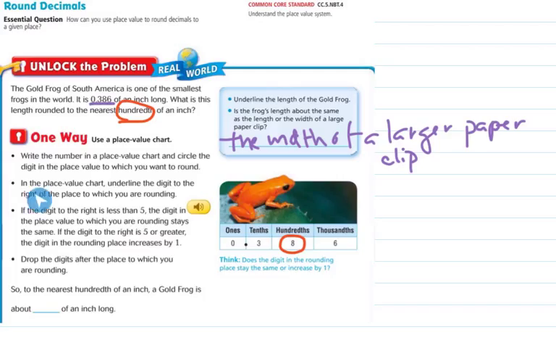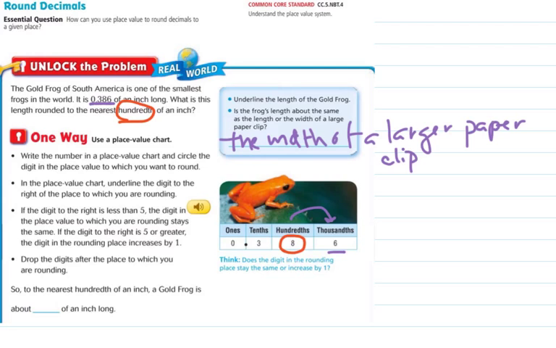Next, boys and girls, it says in the place value chart, underline the digit to the right of the place value which we are rounding. So we're going to look to the right. And I like to do a little arrow, look next door. That's what I like to say because it helps me remember a little bit easier. And we underline that digit and we see that it is a 6.